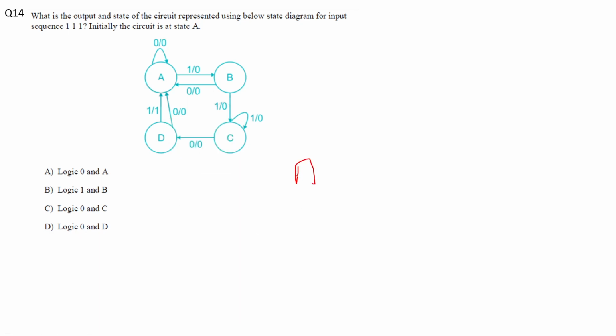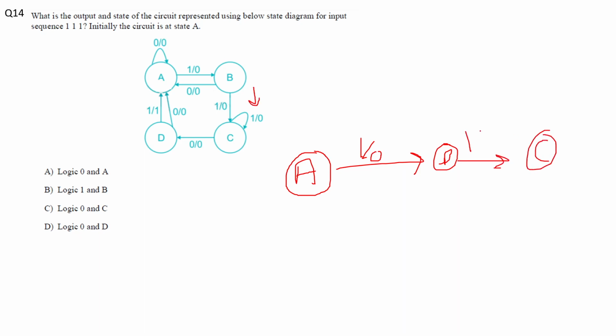So I am at state A and my input sequence is 111. When I am at state A and my input is 1, I'll go to B based on the state diagram, and my output will be 0, right? Now when I am at B, I'm getting an input 1 again, so I'm going to C with output 0. Now this one is done.